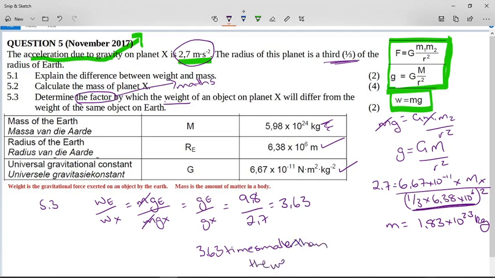Remember, if you want to figure out if it's smaller or bigger, look at your formula again. Which one is bigger, 9.8 or 2.7? So on Earth it must be heavier because you're multiplying the mass by 9.8. On the planet it must be smaller. So the factor is 3.63, and it is smaller on X than it is on Earth.